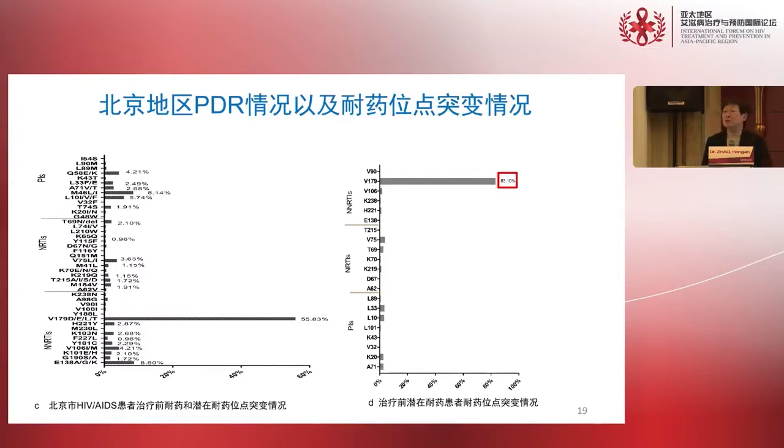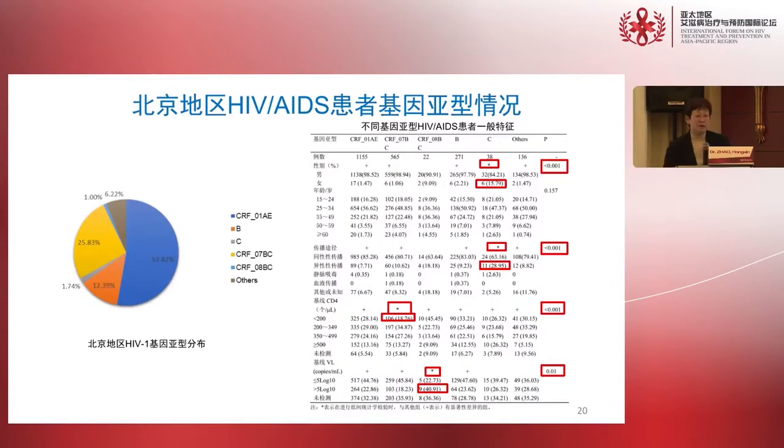What's the breakdown of the mutation points? We have 523 cases who present a mutation in the virus. You can see that V179 is a kind of polymorphism point. It accounts for 55% among all the mutations. In the pre-treatment, you can see that the V179 mutation accounts for 83%.